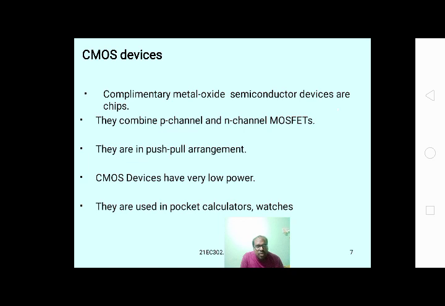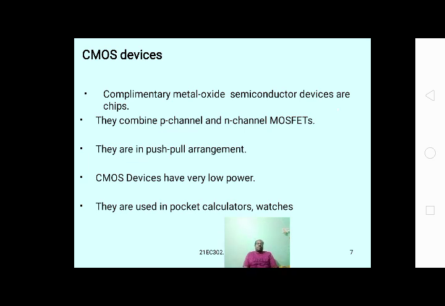These circuits have very good noise immunity and very low power dissipation. These devices have very good noise immunity and very low power dissipation than that of the TTL, and hence CMOS circuits are greatly used in pocket calculators, digital wristwatches and portable computers. Portable computers also use these CMOS devices.